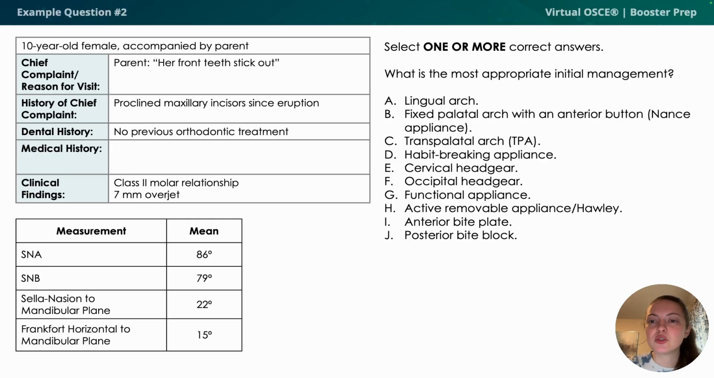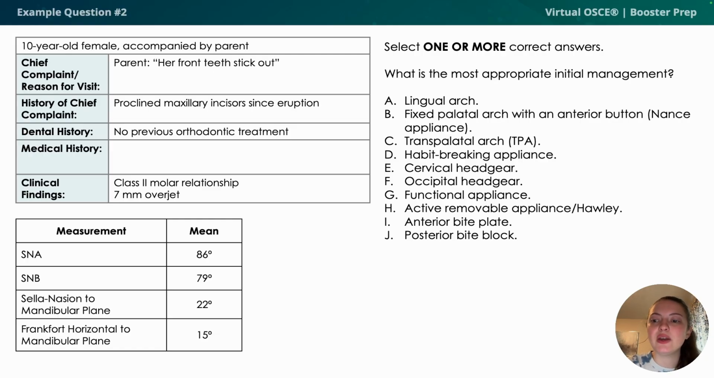Now we're being told to select one or more correct answers for what the most appropriate initial management is. So here we're looking to treat her class 2 occlusion, including both the molar relationship and that excessive overjet. And it's really important, like I said, to remember our normal Ceph values for questions like this, because this is how we will be given the clues and indicators for the specific treatment she needs. It'll tell us if it's a maxillary or mandibular class 2 problem, if she has an increased or decreased lower anterior face height, which hopefully will be a little bit of a hint for you. So let's go through these.